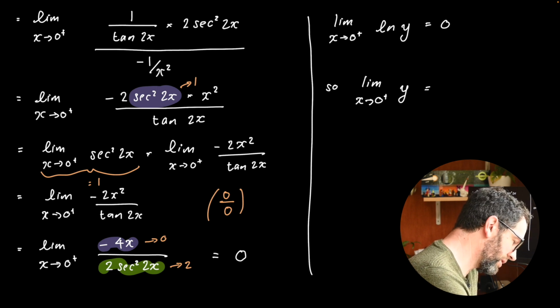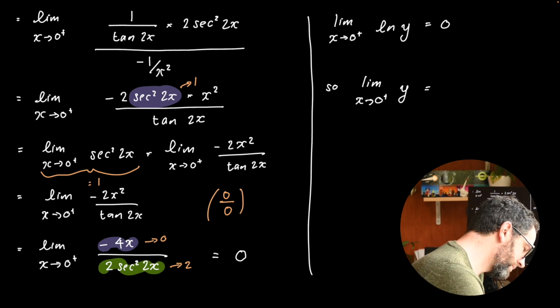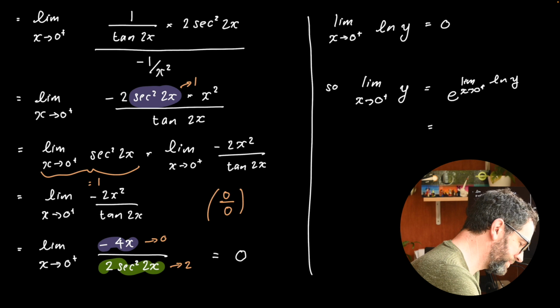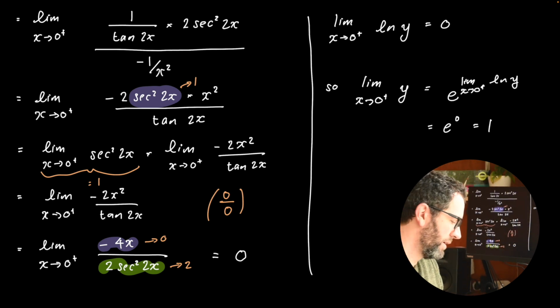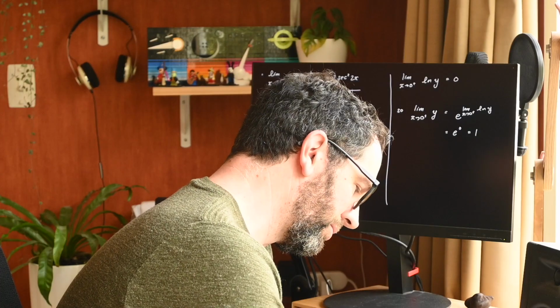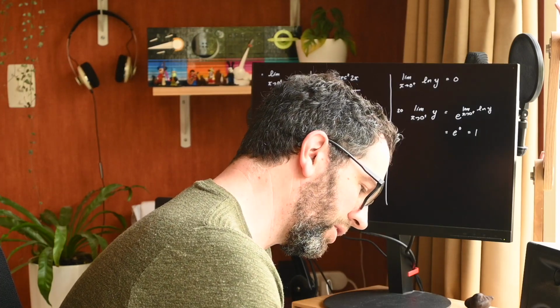So that is going to equal e to the limit as x goes to 0 plus of log y, which is equal to e to the 0, which is equal to 1. Right, and that is the answer, hopefully, if we've done everything correct, that the overall limit should equal 1.